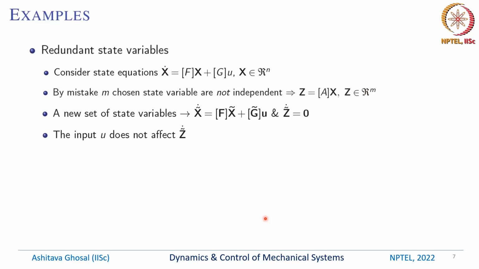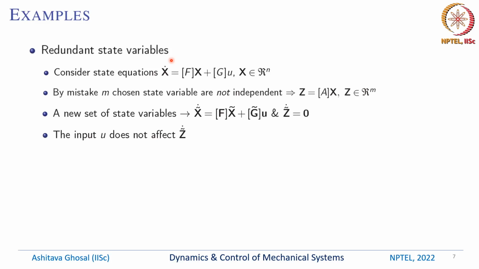Apart from these mathematical, cooked up examples, let us go and see some real life examples for systems which are not controllable or not observable. One very interesting example is that of a system which has been modeled using redundant state variables. What do we mean by redundant state variables? The system is actually n-dimensional, x should be n by 1, but by mistake you think that there are many more variables. While modeling, you have chosen some extra state variables which are actually not independent. This is by mistake.